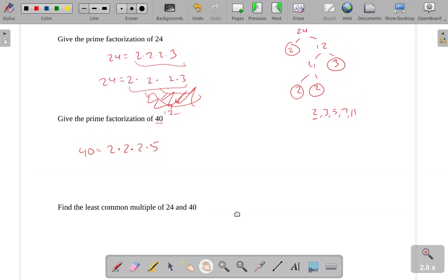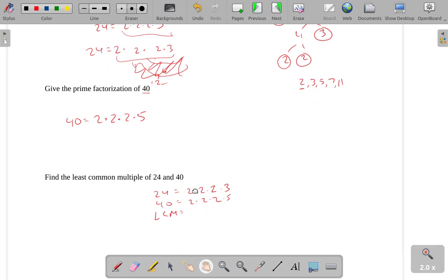Now, the least common multiple. This is the first real use of the prime factorization that we're going to see. It's called the least common multiple. And how this works is we're going to take the prime factorization of each of these numbers. 24 is equal to 2 times 2 times 2 times 3, and 40 is equal to 2 times 2 times 2 times 5. Well, the least common multiple needs to have all of these factors. The factors that I have here have to also be factors of what's called the least common multiple.